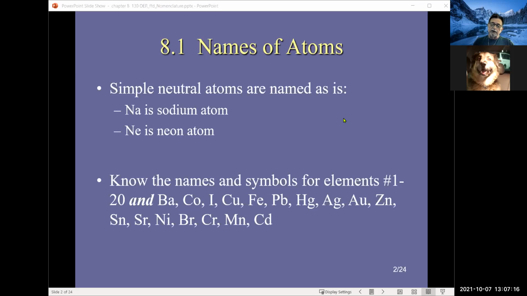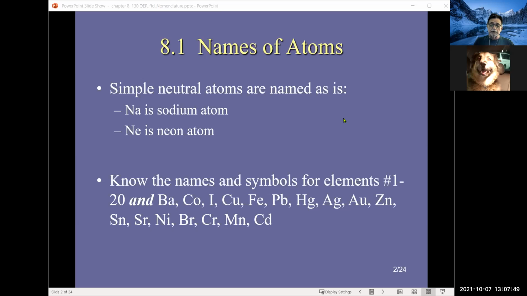Zn for zinc, Sn for stannous, which you may be familiar with if you brush your teeth with fluorinated toothpaste, and it may be either stannous fluoride or it could be sodium fluoride. Check your label. But another name for Sn is tin. Tin is just acceptable, or stannous. Either one is fine.